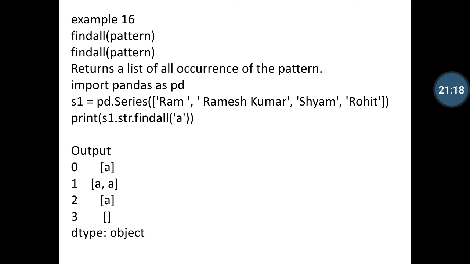Example number 16, the findall pattern. It returns a list of all occurrences of the pattern. So first of all you create the values, and then define print s1.str.findall and put a value in a string. After executing you can notice the values are: 0th position A, 1st position A, 3rd position A, and 4th position is a null value. So you notice that A is contained in the following values.